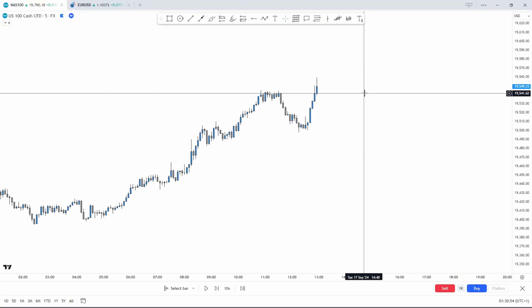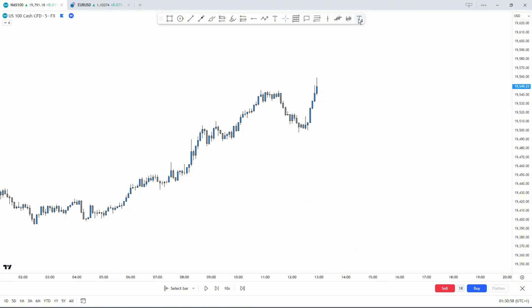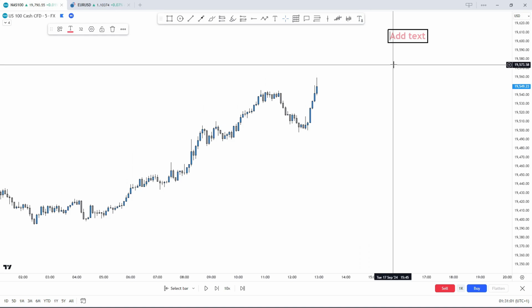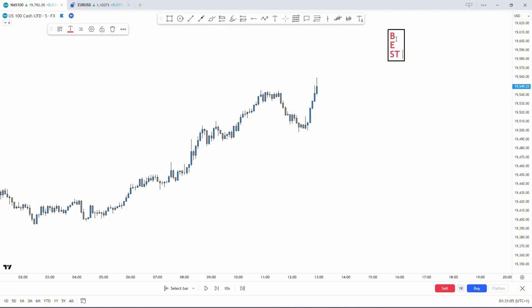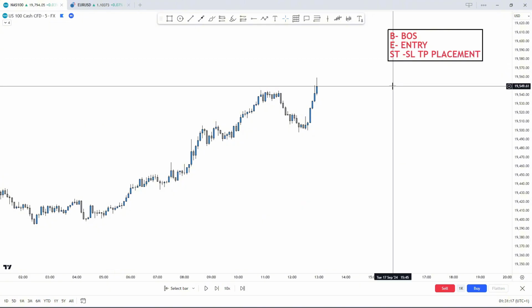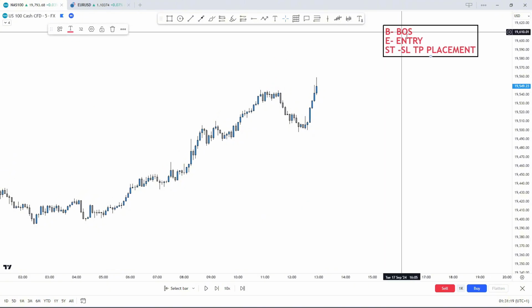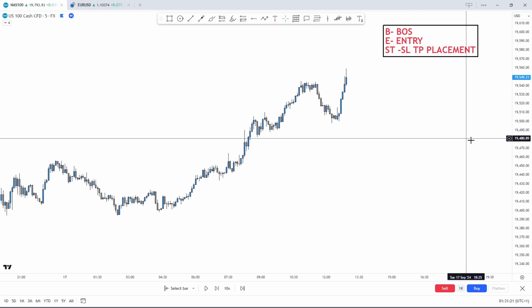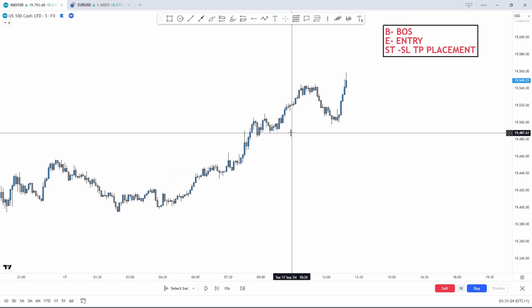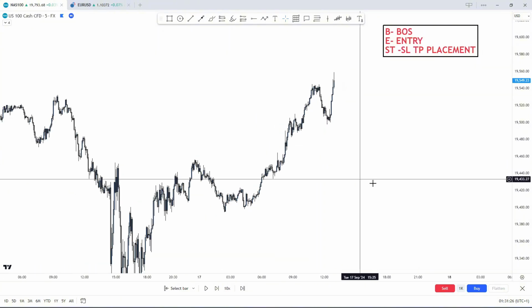Okay everyone, here I am on the NAS 100 and we are now going to start this trade breakdown, keeping in mind our 3 steps. So let's just write that down over there: B, E, S, and T, right? And you guys should all know it by now: break of structure, entry, and SL TP placement. There we go. So we're going to be referring to this every single time we do a new step. So let's go on step 1, which is all about the break of structure and understanding the overall price action.